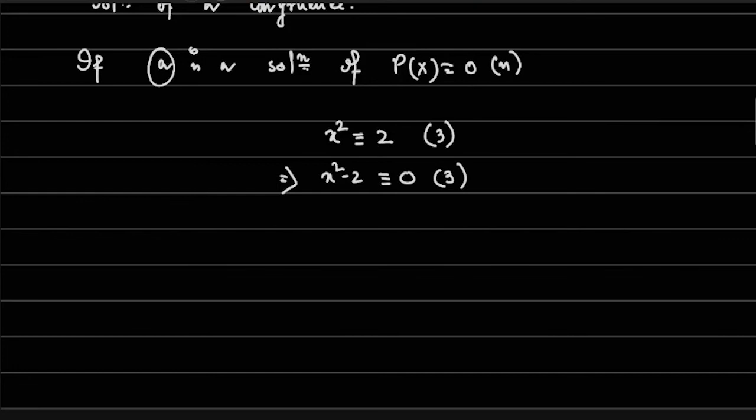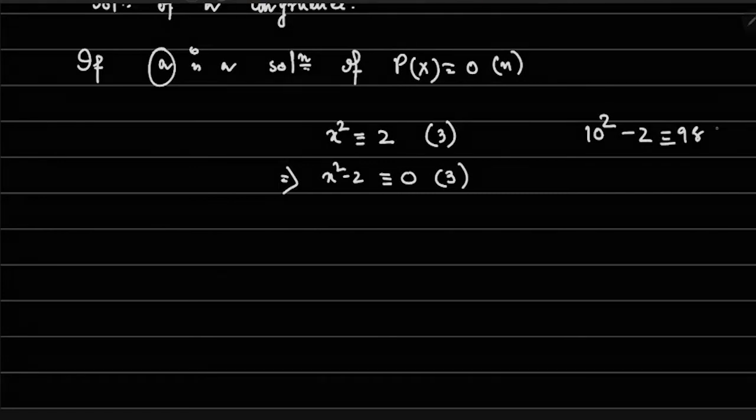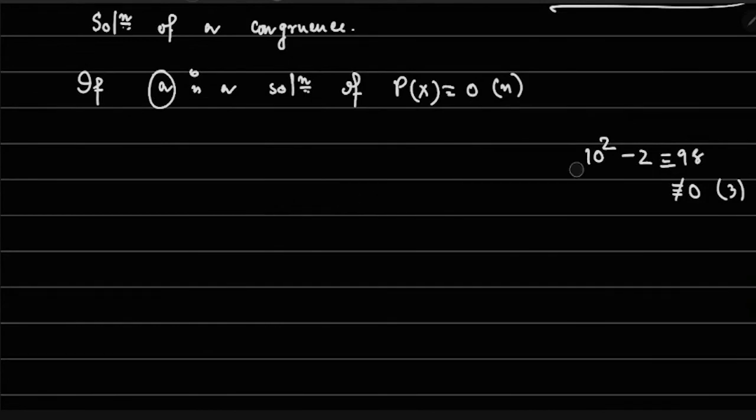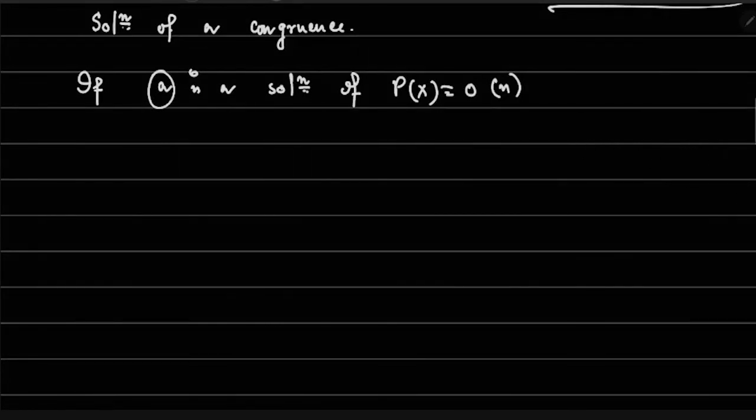If there is no such integer, say this is with 10, 10 square minus 2 is equal to 98, that is not congruent to 0 modulo 3. So a is a solution of P(x) congruent to 0 mod n means whenever I put the value a in this polynomial P(x), the polynomial will be a multiple of n. In essence, this is this.